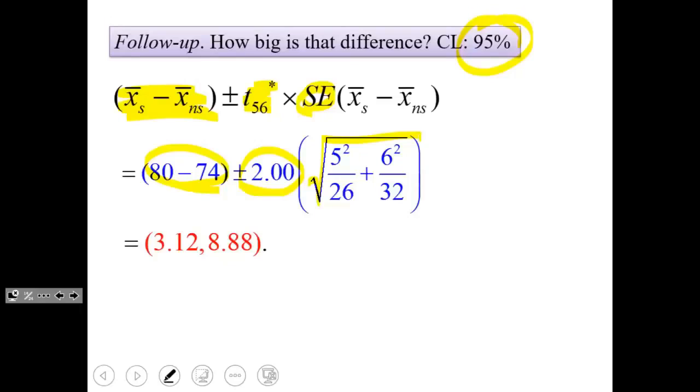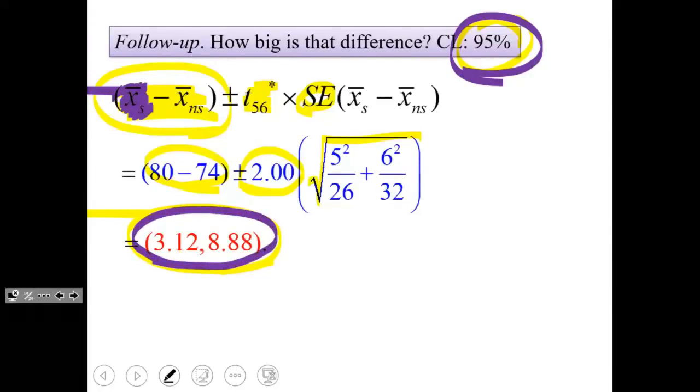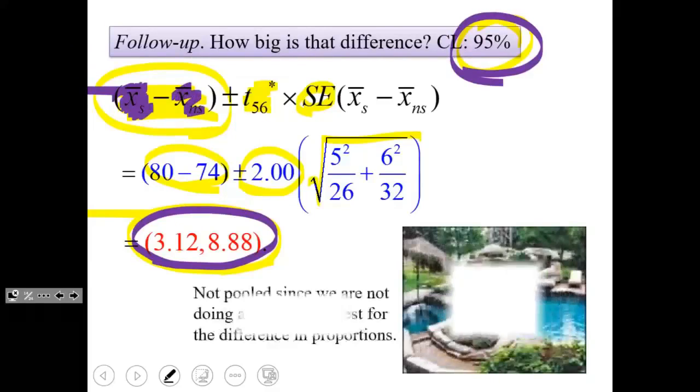What I was doing was the difference in pulse rates. So the difference is 3.12 to 8.9, and specifically, since it's positive, that had to come from the smokers. That's where we're going to get that positive value from, because my non-smokers would be negative. So this tells me I'm 95% confident that my smokers have a mean resting heart rate 3.1 to 8.9 beats per minute higher than non-smokers. And that's exactly what we found.